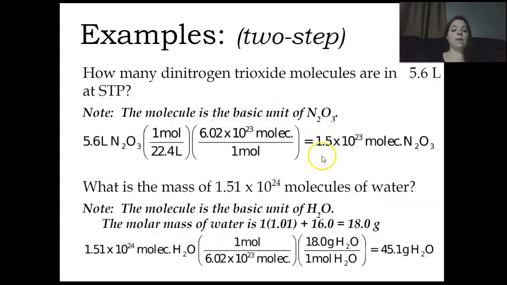Okay. What's another way to do this? I gotta go for 2 steps. So I'm going from one of the others. In this case, I'm going from liters and I gotta go to molecules. So liters to moles, moles to molecules. All right. So it's a 2-step. If I'm going between 2 different areas, it's a 2-step.